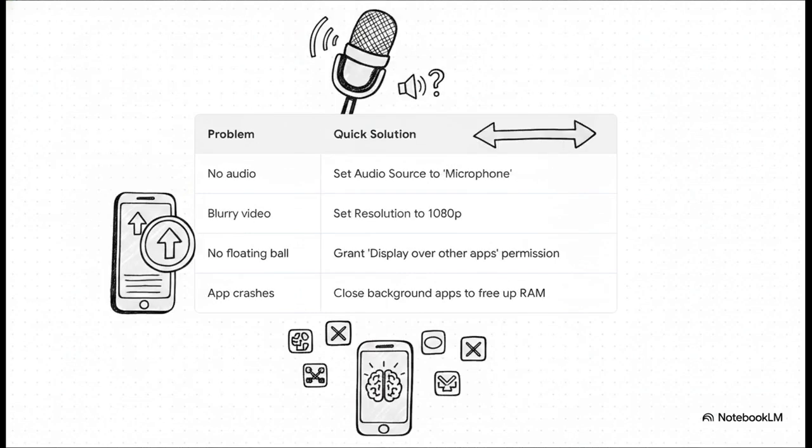Now, what if you hit a snag during this whole process? Like, say, recording a whole lecture only to find out there's literally no audio, or realizing your floating ball is nowhere to be found. Don't panic. Usually, it's a super quick fix. It's often as simple as ensuring your microphone permission is actually selected in the settings, granting the display over other apps permission for that floating ball, or honestly just closing your background apps to free up your phone's RAM and stop it from crashing.